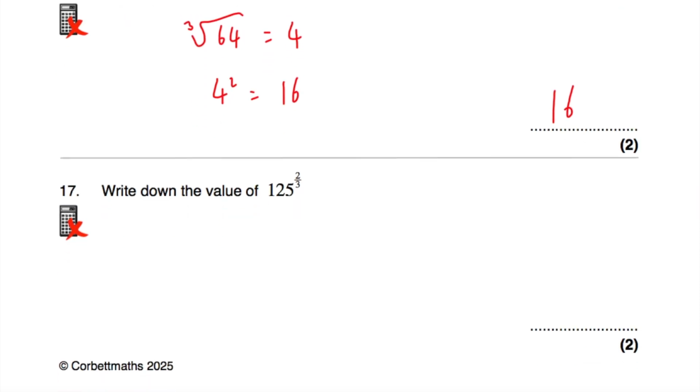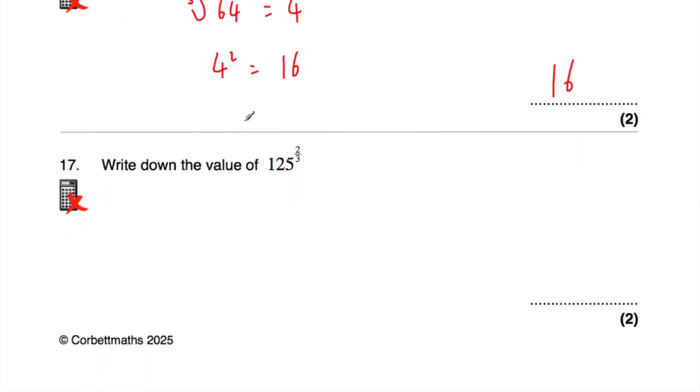Okay, let's look at our next question, question number 17. It says write down the value of 125 to the power of 2/3. So again, here we've got to the power of 2/3, so we're going to take the cube root of 125, and then we're going to square it. So the cube root of 125 is equal to 5, because 5 times 5 times 5 is 125. And then we're going to square that, so 5 squared is equal to 25. So that means that 125 to the power of 2/3 would be 25, and that's it.